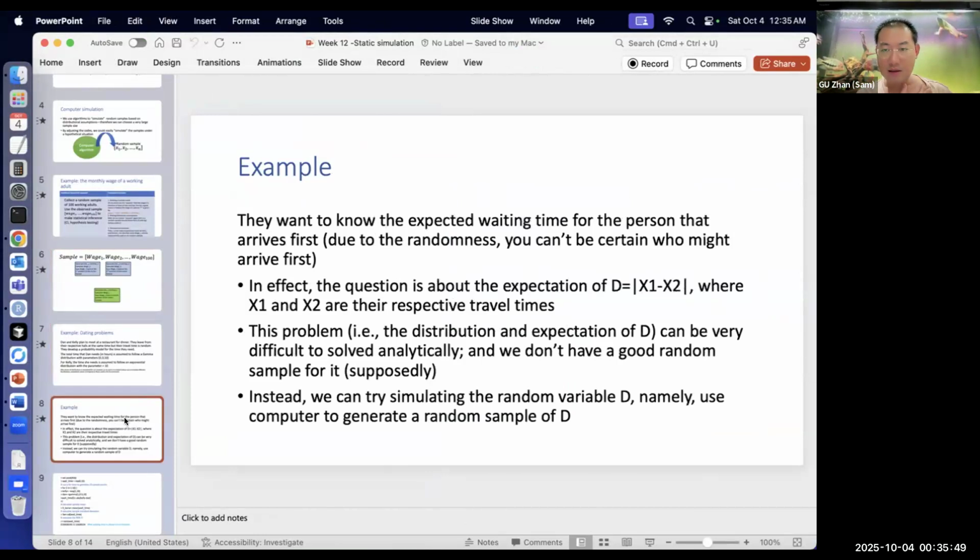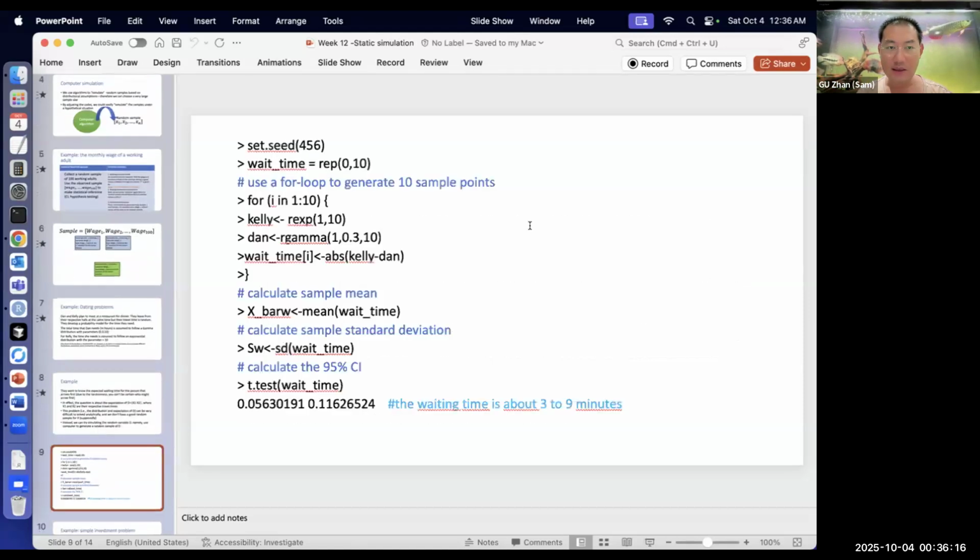Next we're going to calculate the difference in the travel time. So who is going to wait for whom? The person who takes shorter time to travel will be the person who is going to wait. So the waiting time is x1 minus x2, taking the absolute value. This is what we're going to simulate, and here is the example.